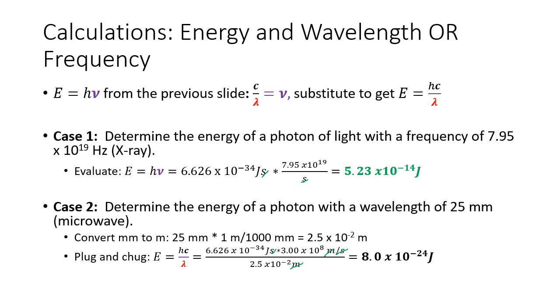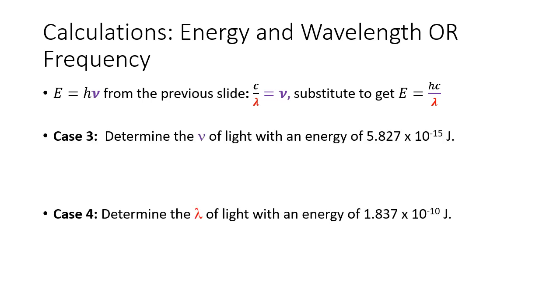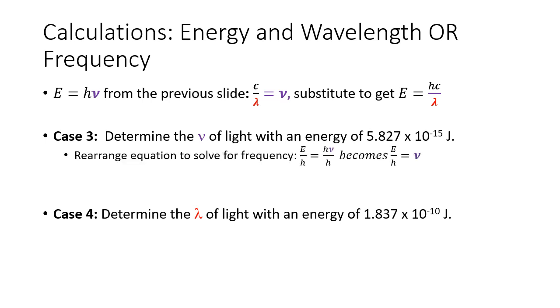All right, so let's try some more calculations of this type. Determine the frequency of light with an energy of 5.827 times 10 to the negative 15th joules. Okay, so we have an energy, we're looking for a frequency, we can use E equals h nu. So we solve it for nu, so we get E over h equals nu, and then we're going to plug our numbers in. And we find that joules cancels out by joules, and we get per second, or the hertz. It is both.